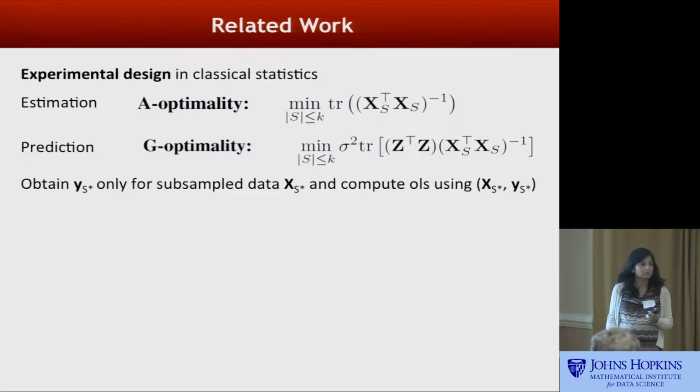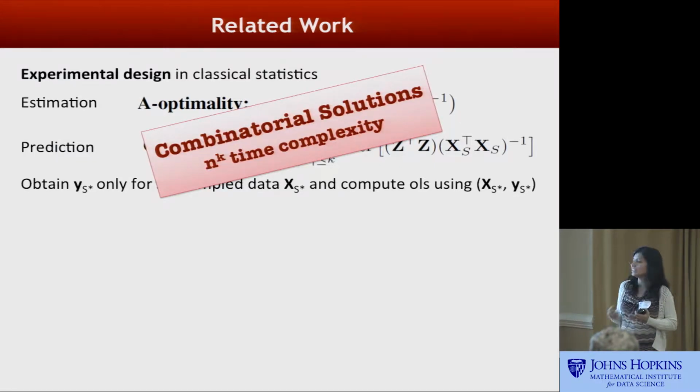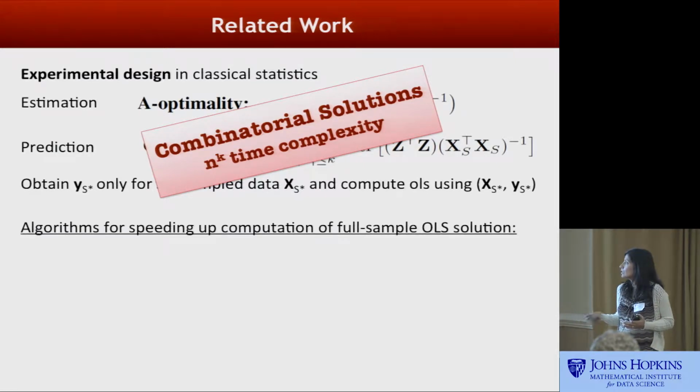What's the issue? It has been around since at least the early 50s or 60s, maybe even earlier. The issue is that it's combinatorial. We are talking about n choose k possibilities, so it scales badly if we have a lot of data points. So that is where, in experimental design, the main question that comes up is this selection, this combinatorial explosion.